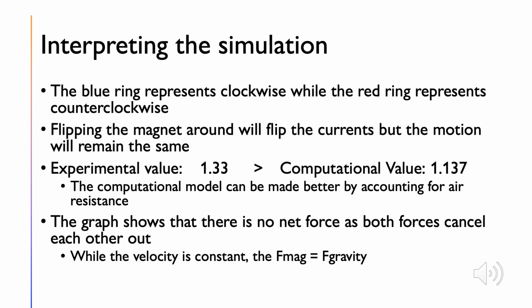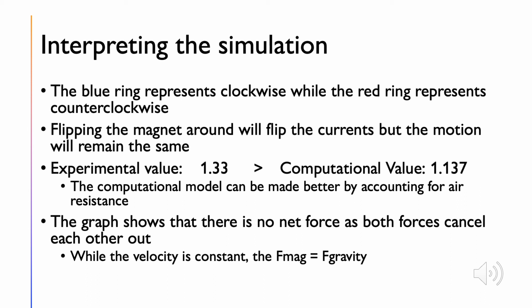To better understand this simulation, we can draw some conclusions. The blue ring represents the clockwise, while the red ring represents that which is counterclockwise. Flipping the magnet around will flip the currents, however the motion of the magnet as it falls through the tube will remain the same. Experimentally, we found the average time taken for the magnet to fall through the tube to be 1.3 seconds, while computationally this value was smaller at 1.13 seconds. The computational model, however, can be made better if we were to account for air resistance that the magnet experiences as it falls through the tube.